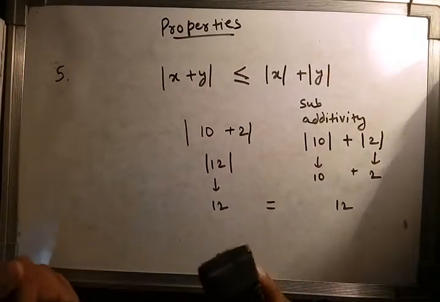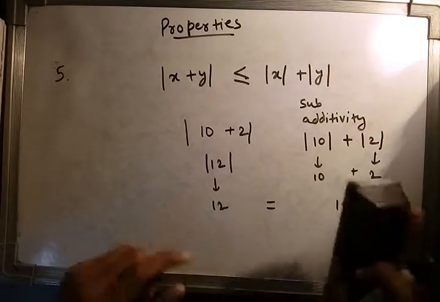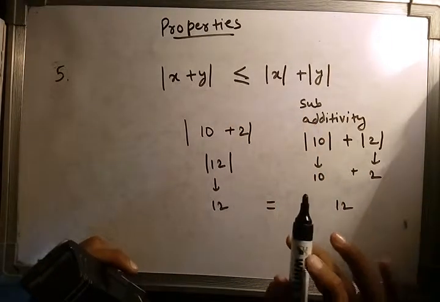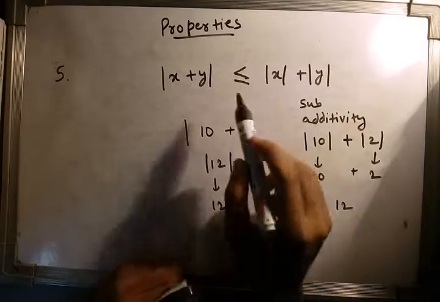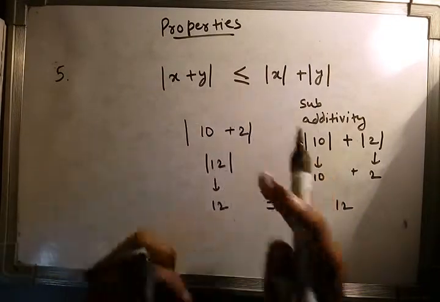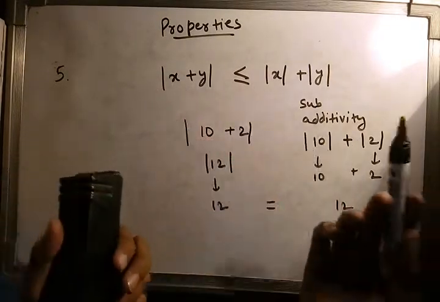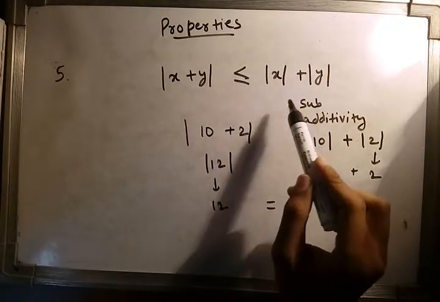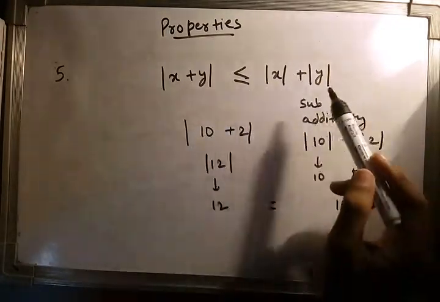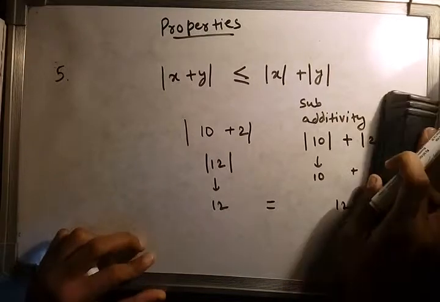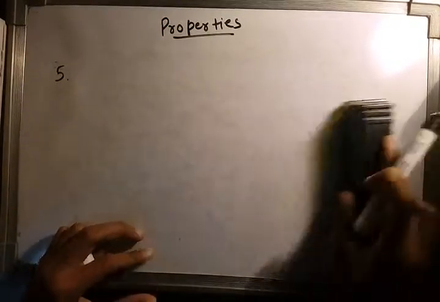Just try out some more examples by yourself and you will find that this property is very, very correct, and this is very, very helpful in exams: modulus of the sum of two numbers is less than or equal to modulus of the first number plus modulus of the second number. Let's move on to the sixth property.